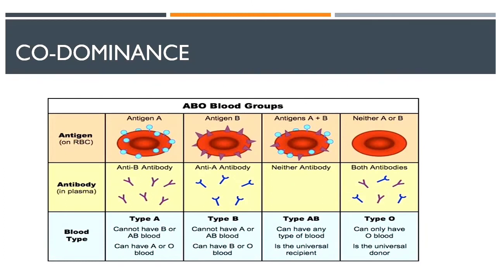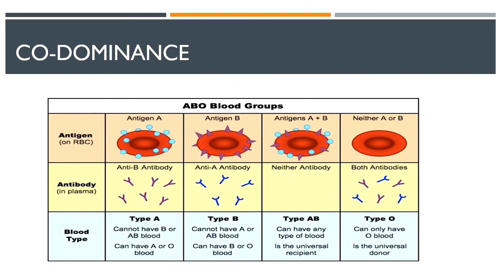And when we talk about the last case, type O, there is no sugar receptor present on the surface of the RBC. This is the small i allele. What kind of sugar receptor is to be present on the RBC is controlled by the I gene.